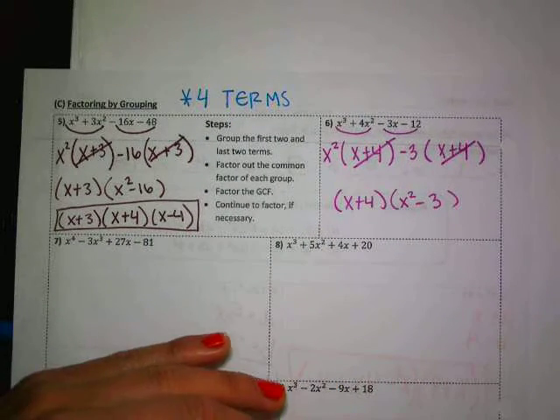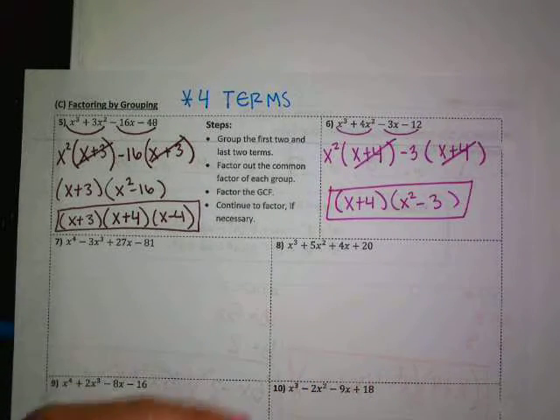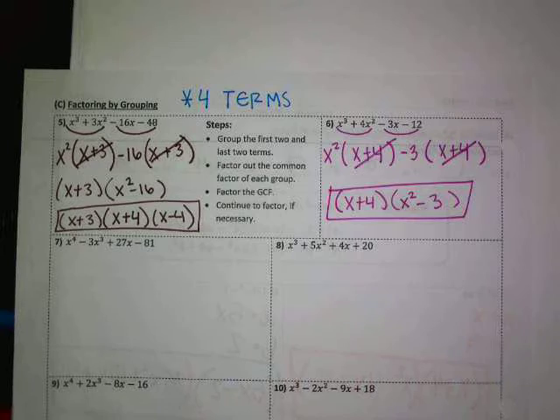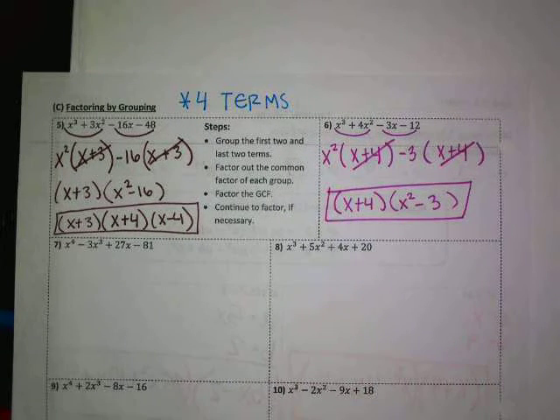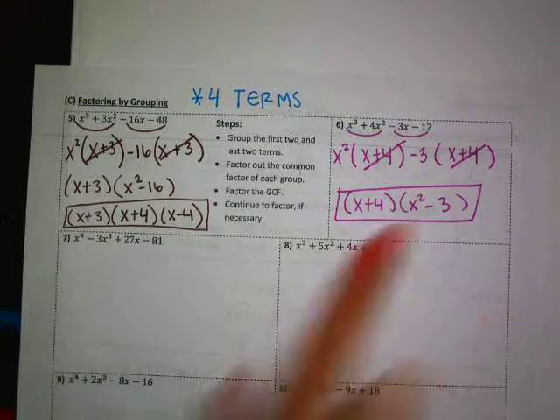You can't break it down anymore. 3 is not a square, so that is it. It has to be a square to break it down.